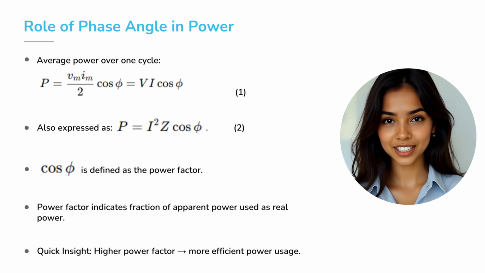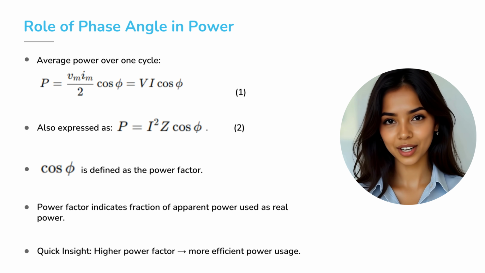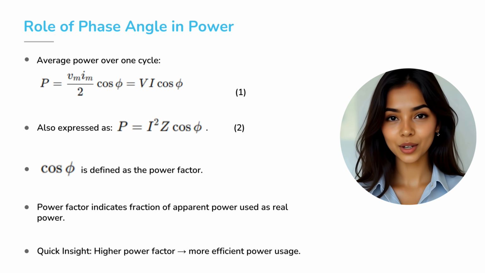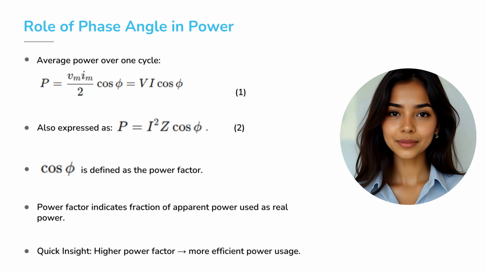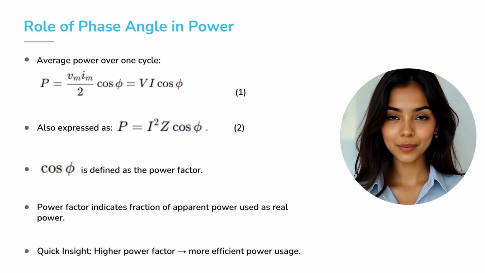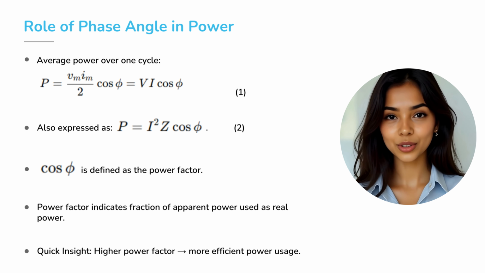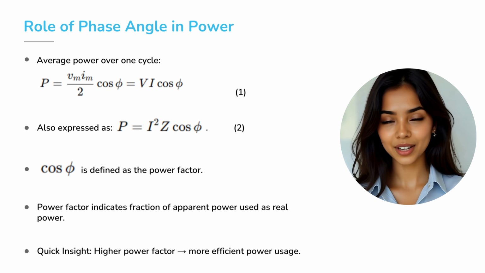That's why industries and big consumers always try to keep a high power factor, because higher power factor means more efficient power usage, lower electricity bills, and reduced energy losses. Quick insight: improving the power factor is like making sure every drop of fuel in your car contributes to moving it forward, rather than just heating the engine.